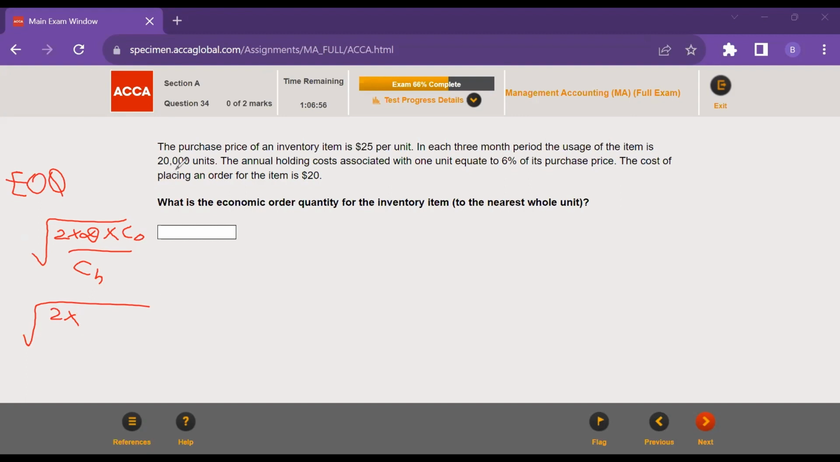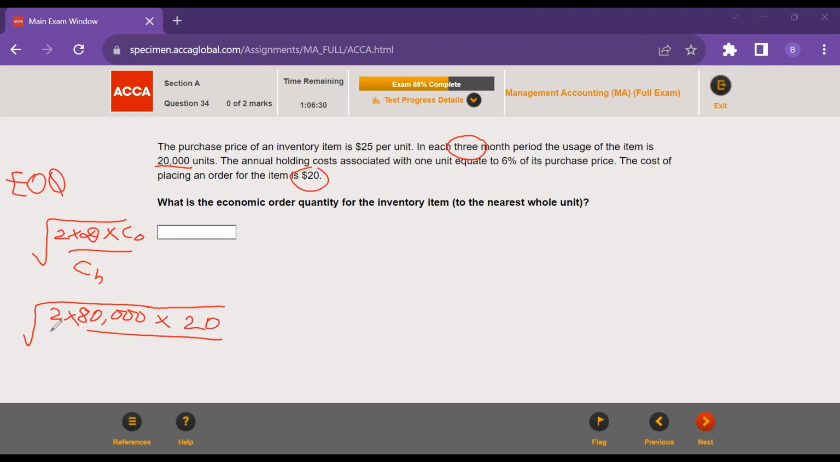So my annual demand is 20,000. So 20,000 is given for a 3-month period. So for a year, if I have to convert this, I will multiply this by 4, and this will give me 80,000 units as my annual demand. Now I will multiply this with the cost of ordering. So the cost of placing the order is also given to us as $20.